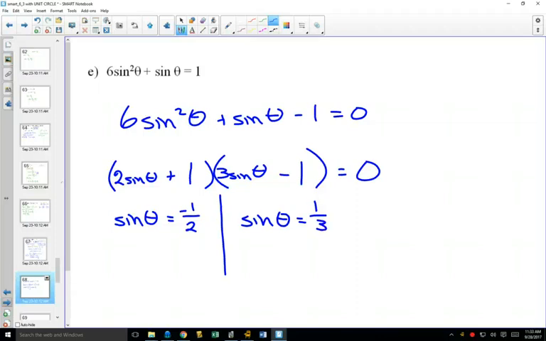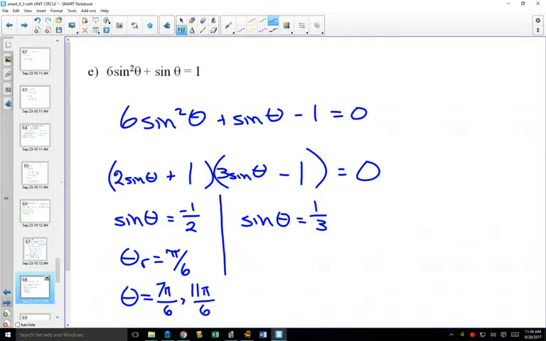Are any of these values on our pie plate? The first one is 1/2. What's our family? What's our reference angle? Pi over 6. What quadrants are we going to look in? Quadrant 3 and 4, because sine is negative. So we're going to have 7 pi over 6 in quadrant 3, 11 pi over 6 in quadrant 4.